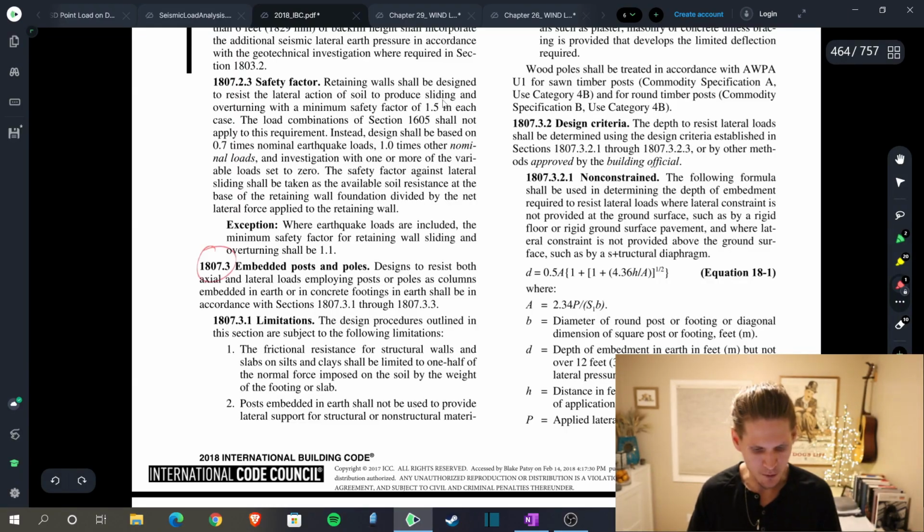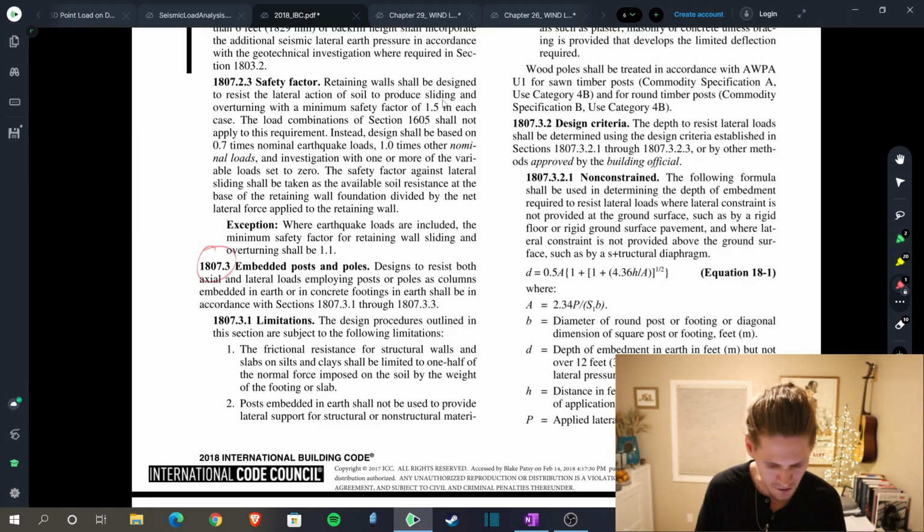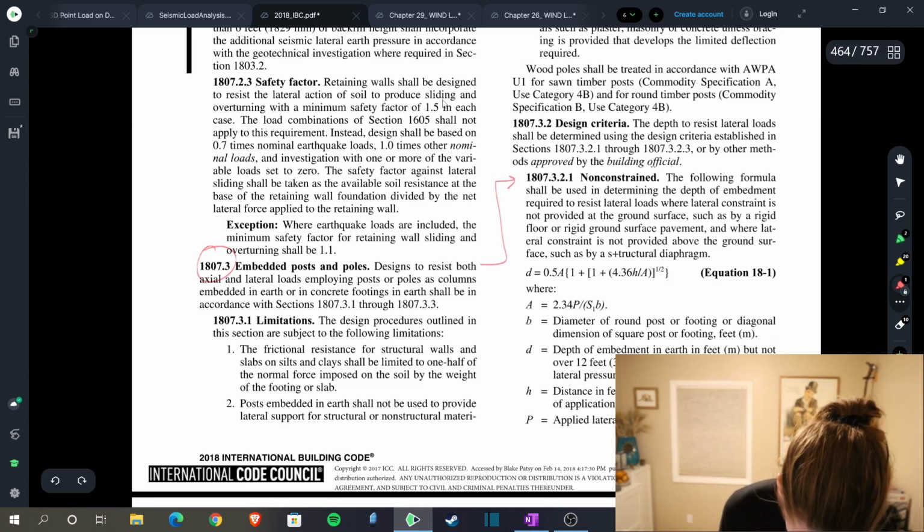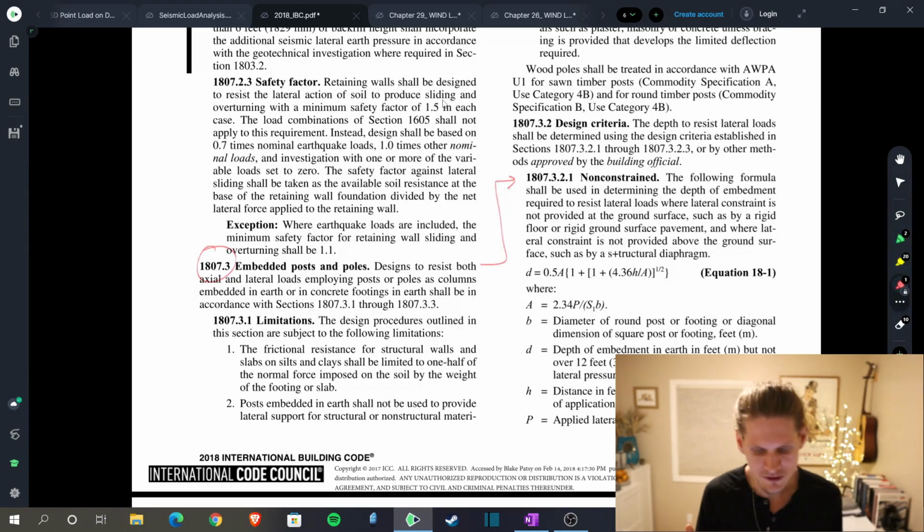Now we're jumping in and switching gears to the IBC. And we're going to find ourselves in 1807.3, embedded posts and poles. And if we go a step further, we're going to find ourselves in two types of scenarios. You have a post foundation that is unconstrained, and then you have a post condition that is constrained. For us today, we are looking at the non-constrained case.